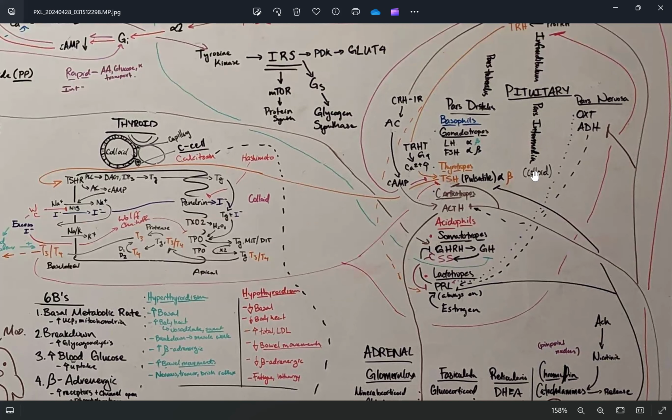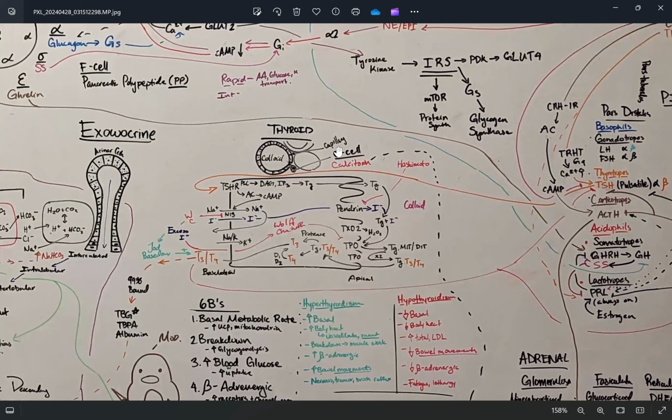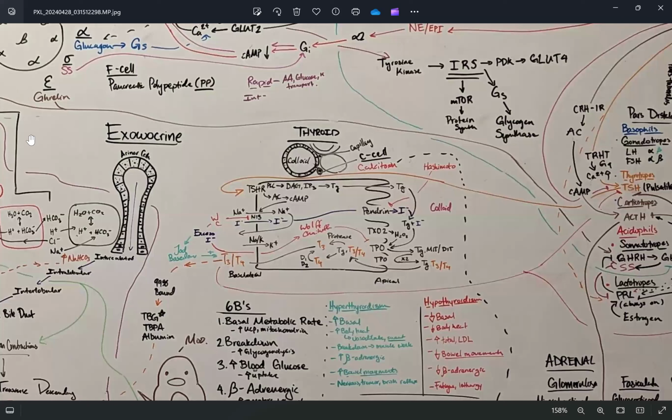TSH will bind to TSHR in thyroid cells. Histologically, your thyroid cells are surrounding colloid, and the cells are called your follicular epithelium. So the follicular epithelium with TSHR binding will stimulate PLC to make DAG and IP3, which will release thyroglobulin into your colloid. Thyroglobulin is used to make your T3 and T4.